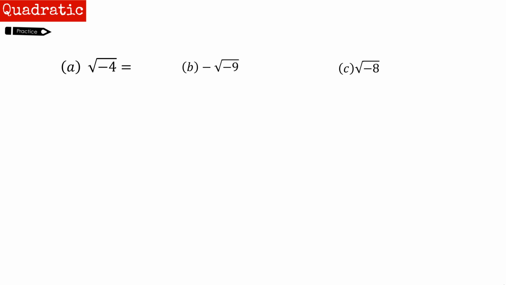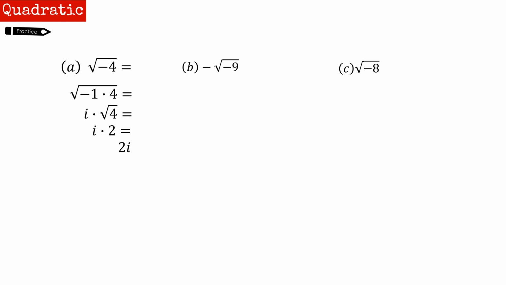For A, we have the square root of -4. We could split that into the square root of -1 times 4. The square root of -1 is i times the square root of 4. Well, hopefully you remember that the square root of 4 is 2. So we end up with 2i.